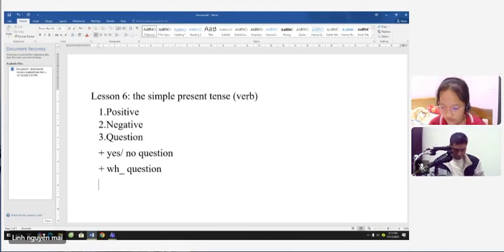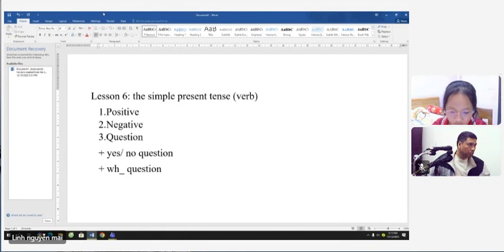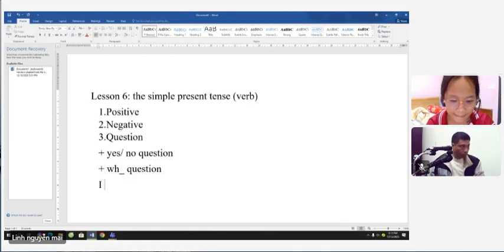Okay, so first we will learn about the formula for the verb, okay? First, we will learn about the positive.